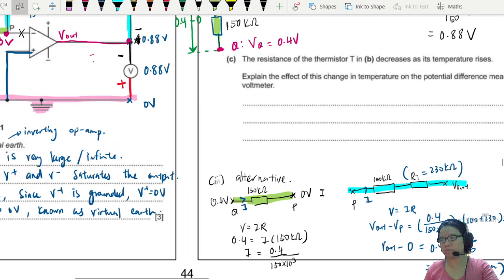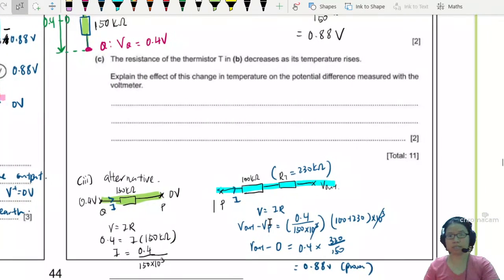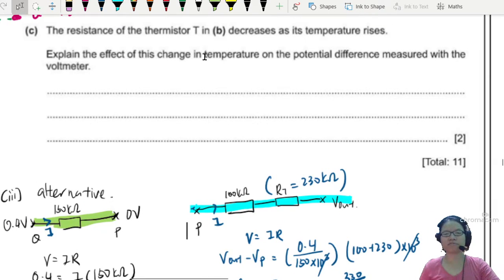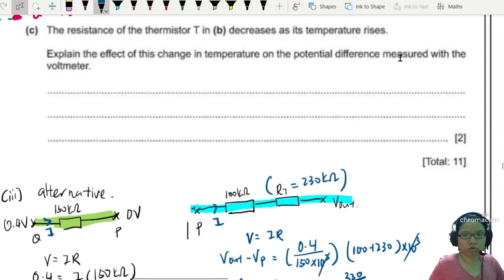Let's go to part C. All right, part C. Let us zoom in and read it. The resistance of thermistor T is decreased as temperature rises. All right, no problem.